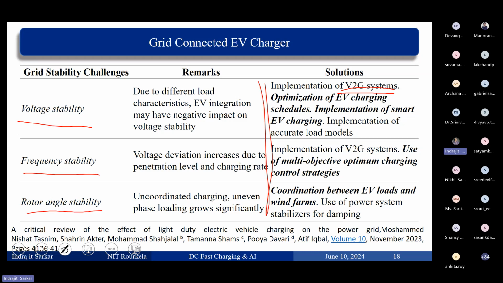Optimization of EV charging scheduling, that we'll see. Implementation of smart charging. Smart charging is like, okay, I will talk about this. And implementation of accurate load model. Okay, so when the load is coming and all that we can. Now frequency stability, so that is implementing vehicle to grid system or optimization charging control strategies.